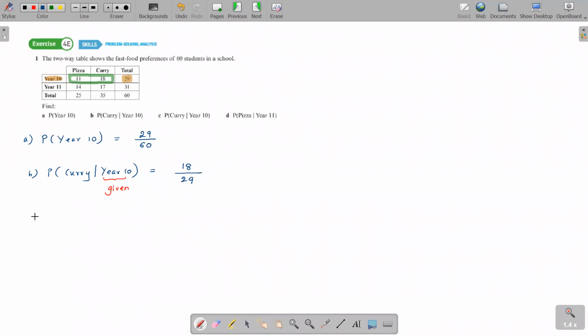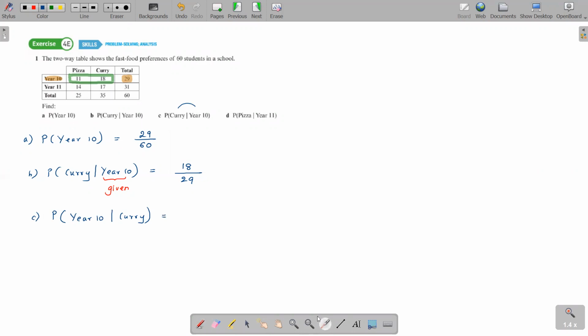All right. We'll try another one. I think in part C, they have written the same sum again. So let's correct that. This should be the probability of year 10 given curry. So just correct that. This should change positions. Part B and part C were looking the same, so I changed the question to make sense.